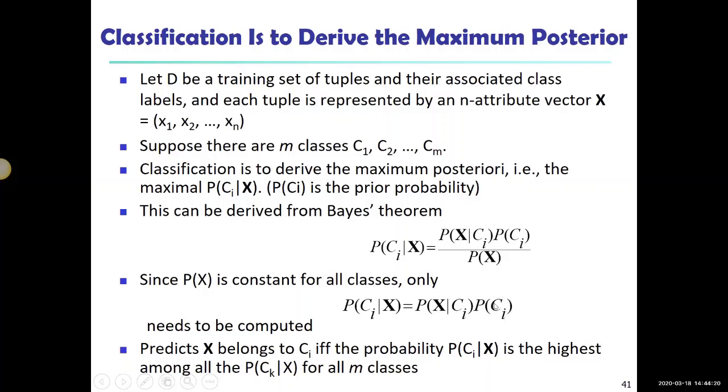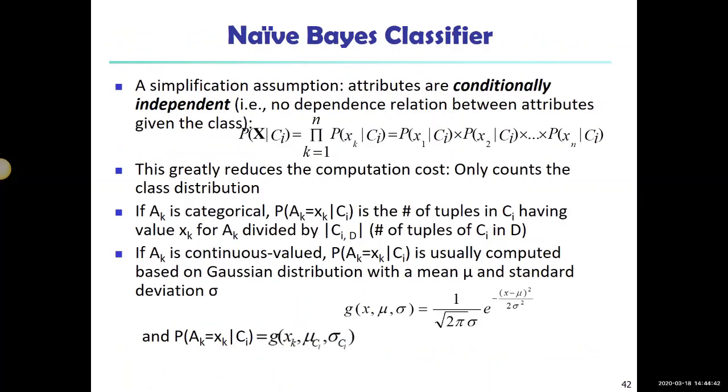We can use the number of observations belonging to class i divided by the total number of observations. That's our P(Ci), the prior probability for class i. Now we need to figure out how to find this. In order to do that, we have a question.